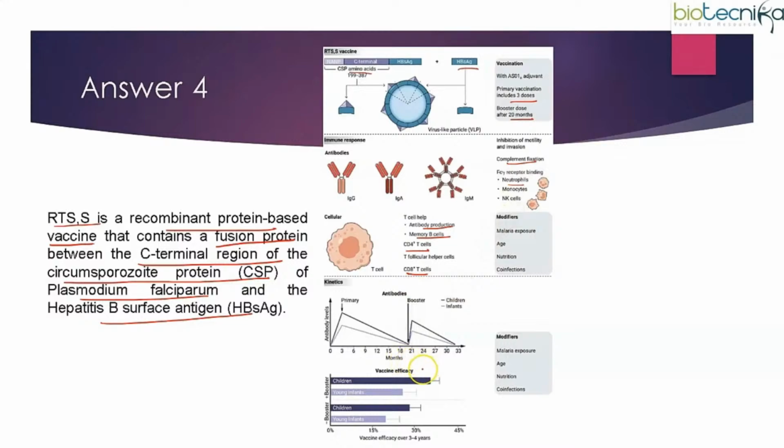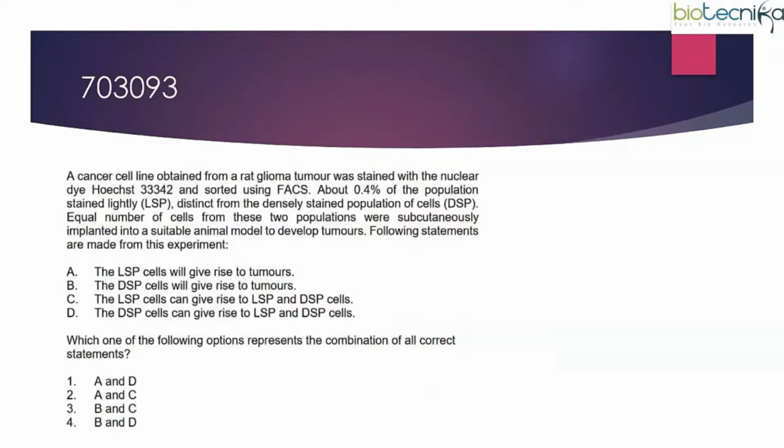Here you can see the vaccine efficacy in children. The efficacy is around 35%, in young infants around 20%, with the booster doses. If the booster dose is not given, the efficacy is still less. And this is the kinetics for the antibody level. So what is happening in the primary response, and here is the booster dose that is given to maintain the antibody levels. And let's move on to the next question.